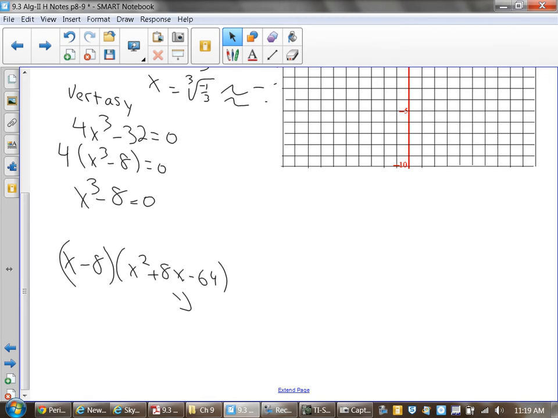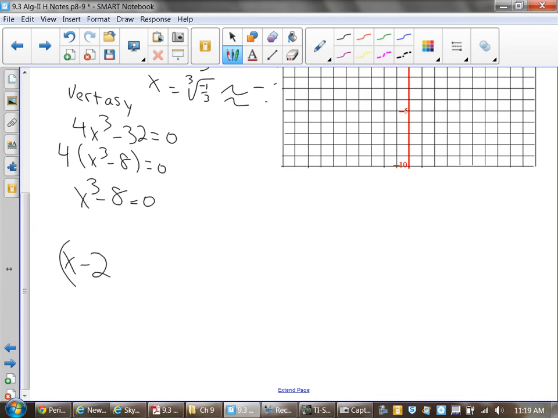In this case, if I set this up, I'm still going to get a 0 at 2. Here, that's supposed to be a 2, excuse me. I wrote that wrong. Sorry about that. So it's supposed to be x minus 2, then x squared plus 2x plus 4. So I still get 2 as my 0.